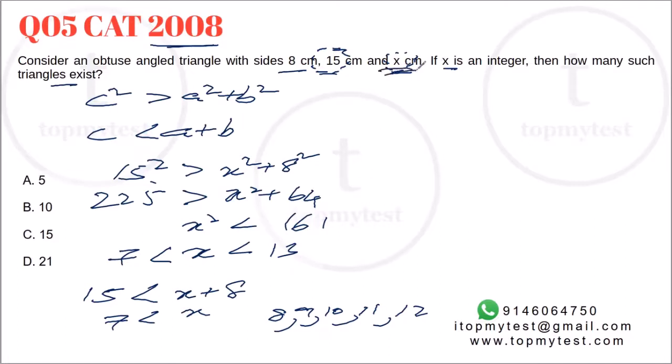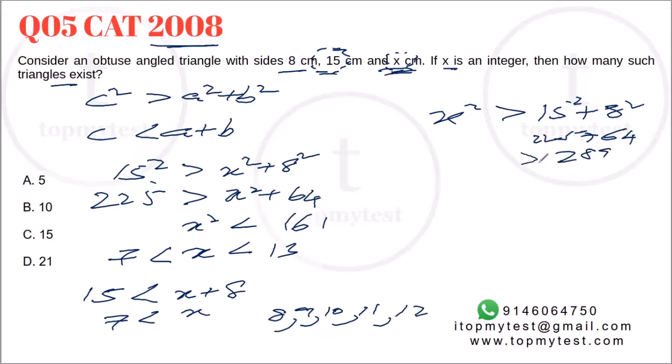What happens if x is the longest side? Again, applying the same relation, x square has to be more than 15 square plus 8 square. 15 square is 225, 8 square is 64, so 289. So x square has to be more than 289. 289 is 17 square, which means x has to be more than 17. But to cap it off, the triangle inequality, x has to be less than 15 plus 8, which is 23.